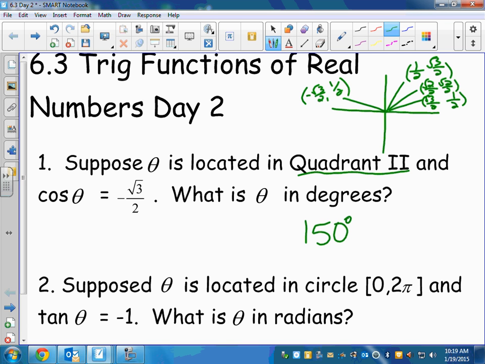The ones on your homework are harder than this, right? This is like what's on your quiz. They tell you what quadrant you're in, so you can kind of deduce down which quadrant you're in. The ones that are in your homework from this, they kind of give you a bigger range for it. And so like look at number 2. It says, suppose theta is located in a circle from 0 to 2 pi, and tangent equals negative 1. What is theta in radians? And so this one is harder because they're telling you to go around the whole circle.